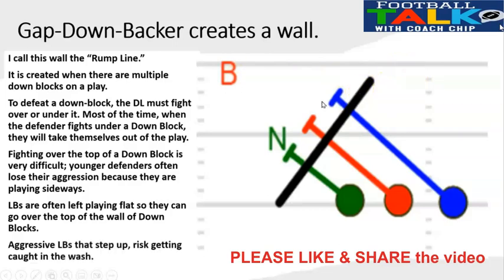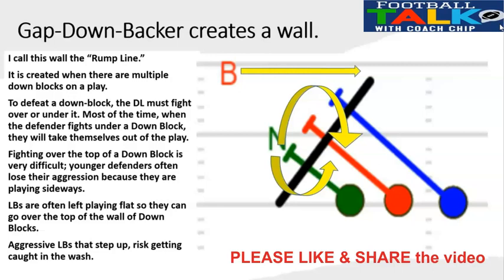Now, here's a picture of what I'm talking about. Aggressive linebackers step up. They risk getting caught in the wash. Here's the picture. This guy's coming under. They're going to lose the vast majority of the time. Now he's going over. That means he's not being as aggressive. We should be able to get some push on him, some sideways, horizontal movement.